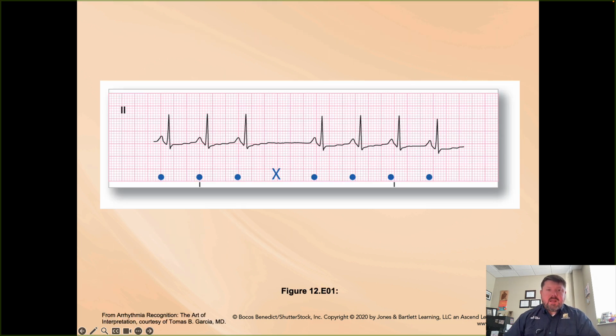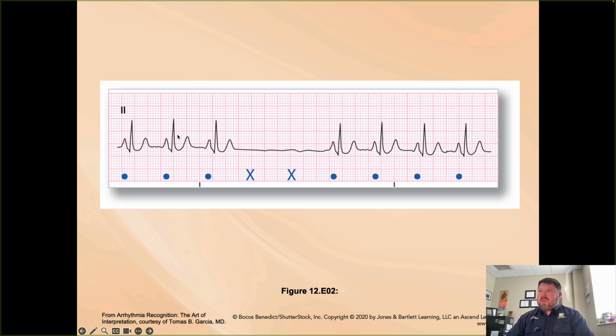So looking at a couple examples. So this first one here, if you notice, you've got a dropped complex right here, but it's in the exact multiple of the R to R. So this would actually be a sinus block. So the underlying rate would be a tachycardic rate, and so it would be called a sinus tachycardia with a sinus block. Same thing with this one as well, except you've got two missed beats here. So you've got multiples of the R to R, and so this is another example of a sinus block.